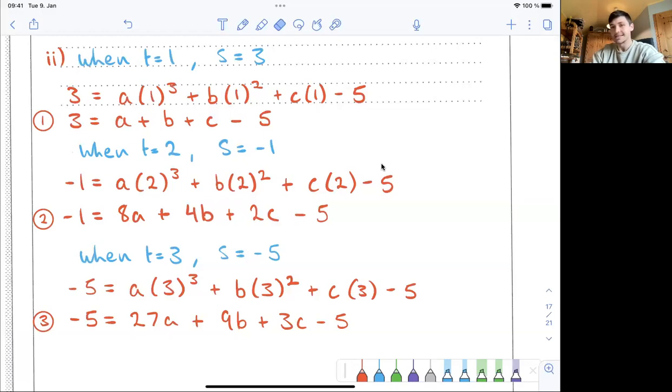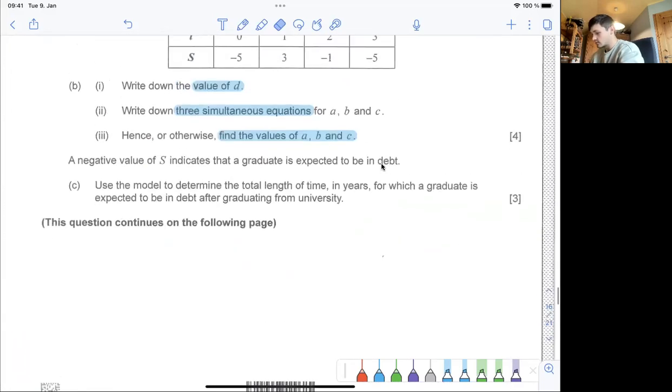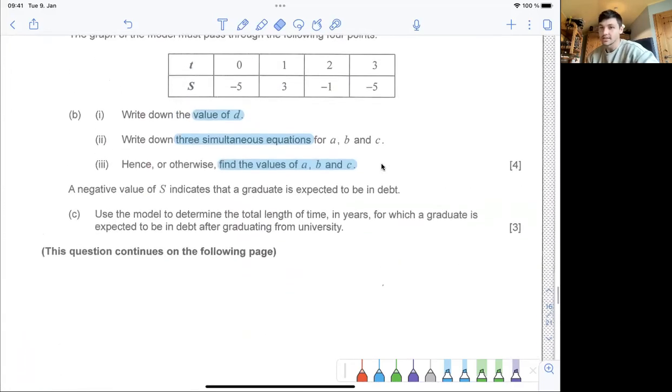Okay, so there is the answer to part B2. Let's move on to part 3. We are asked to hence or otherwise find the values of A, B, and C.